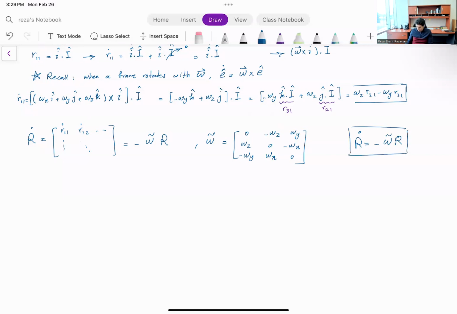So that is, if I know my omega, I can find the rate of change of R, R dot. The other way around, how do we get to omega? Okay, so let me start from there again. R dot equals minus omega tilde times R.